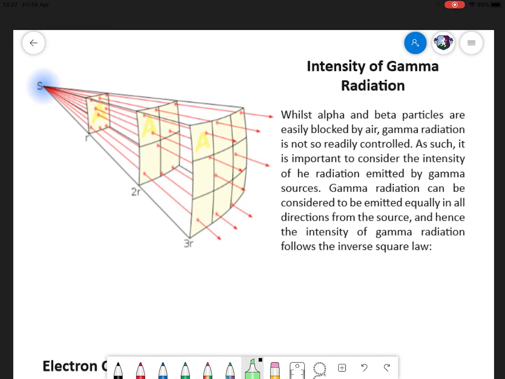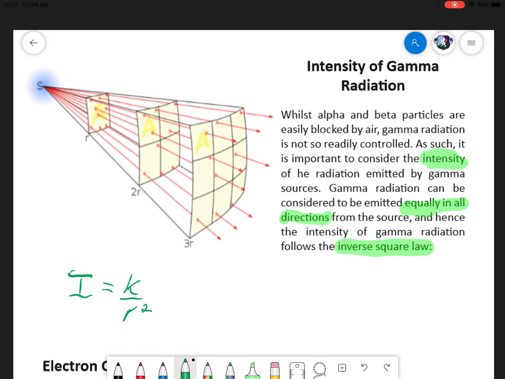This is the inverse square law. Now, the idea is that instead of particles being represented, we have waves spreading out from a point. So we want to know how many waves are passing through an area, which is represented by its intensity. So if radiation is emitted as gamma in all directions, if you increase your distance from the source, it will decrease how many of those waves actually pass through you.